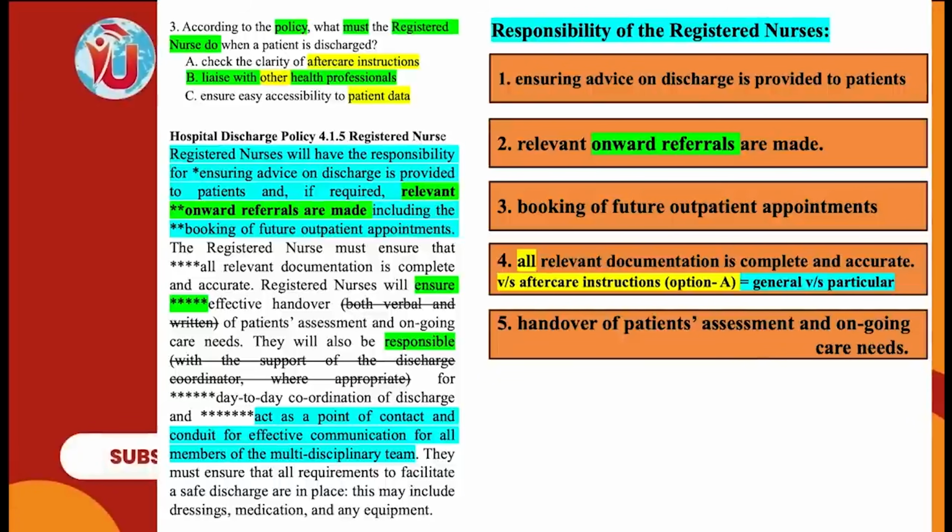Suddenly it will click. That's why the students will go and say, it was so easy. I answered everything, but I got only 290. Because you think that is the right one. You are convinced of that. Okay, fifth responsibility of the nurse, handover of patient's assessment and ongoing care needs.